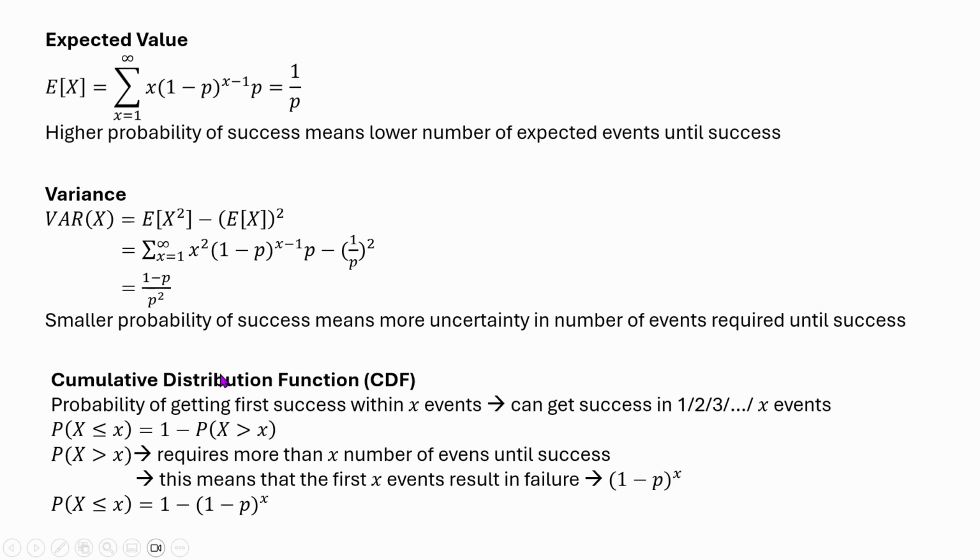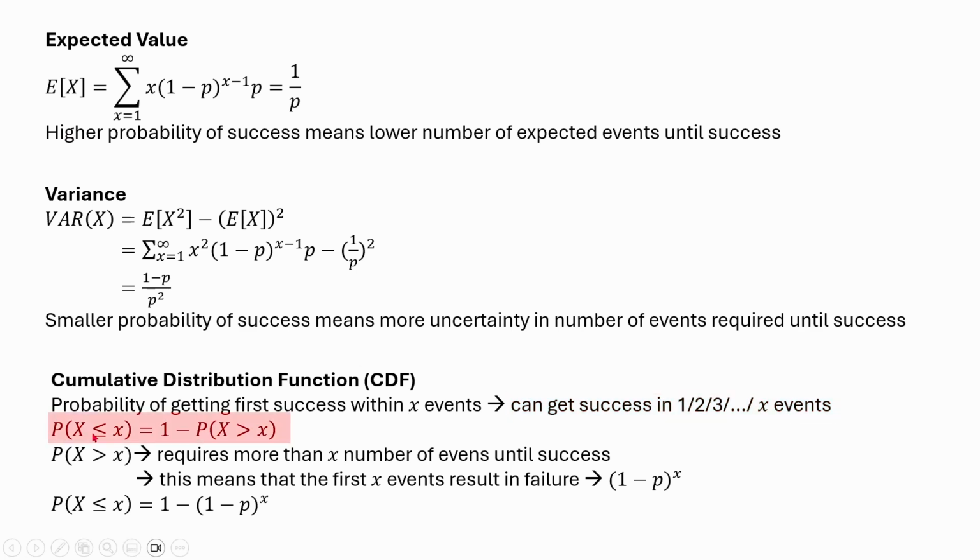Finally, we have the cumulative distribution function. So what is that? Basically, we are now asking this question of probability of X less than or equal to x. That means probability of getting the first success within x events. So suppose if x is equal to 5, then the success can happen within one event, within two events, within three events, within four events, and within five events. So that means we can get success in 1, 2, 3 up until x events. So we have to add all of those things up.